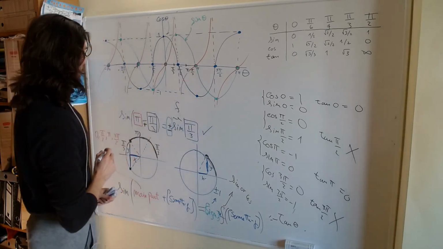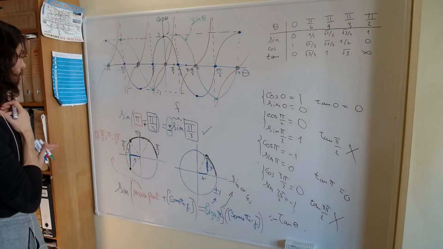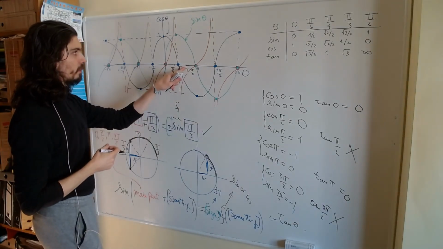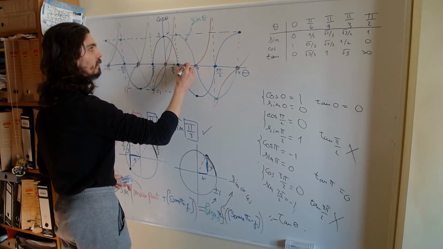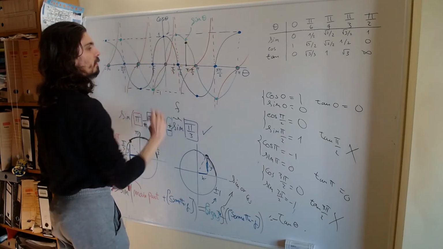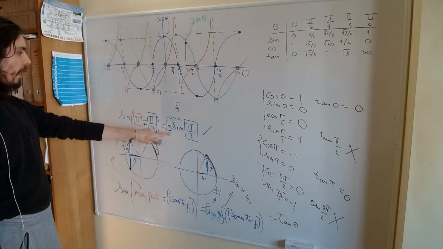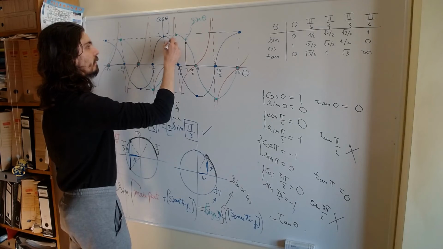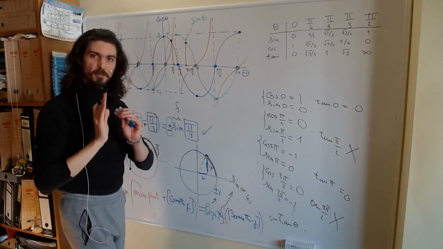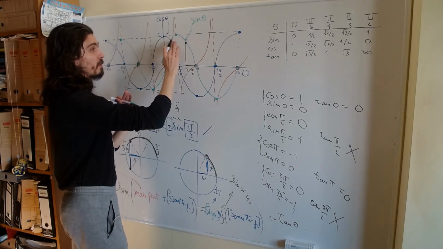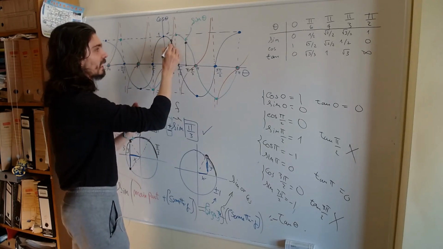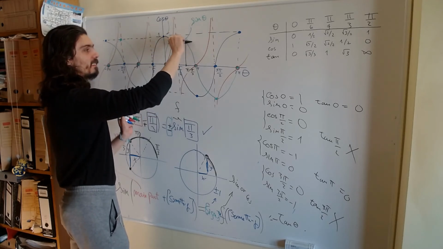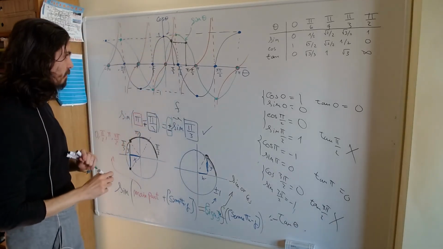Now, the sine of this value is this height. And the sine of pi over 3 is this height. The graph is not perfectly symmetric, but I think you get the idea. This should be exactly the same height. It should be like this. But you can see that in the graph.